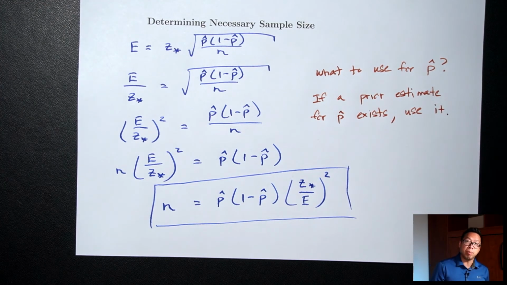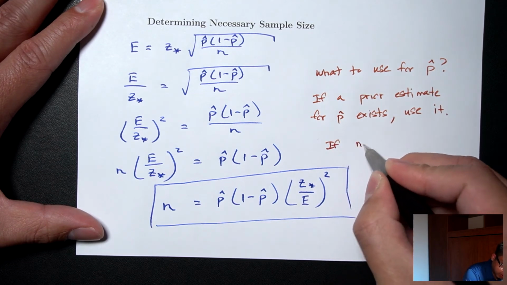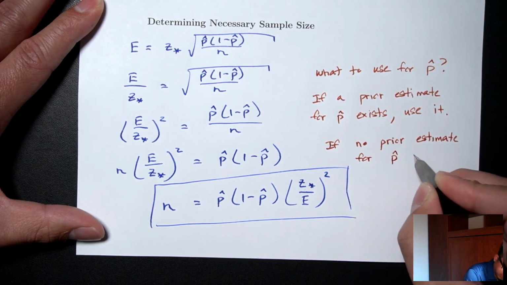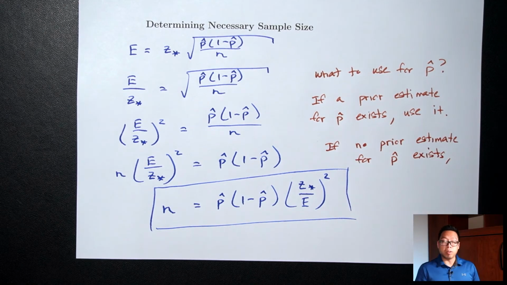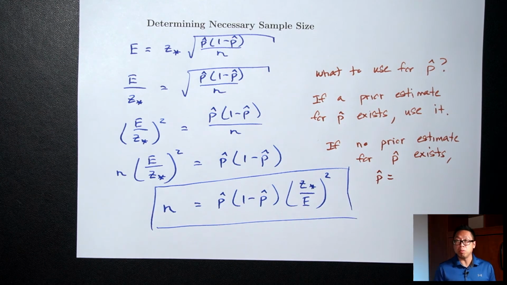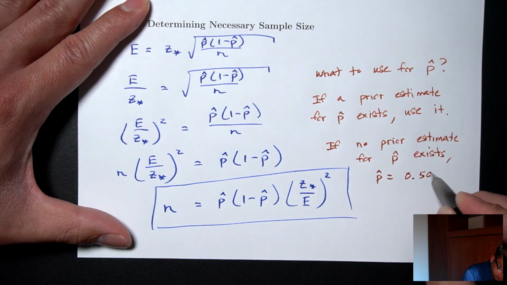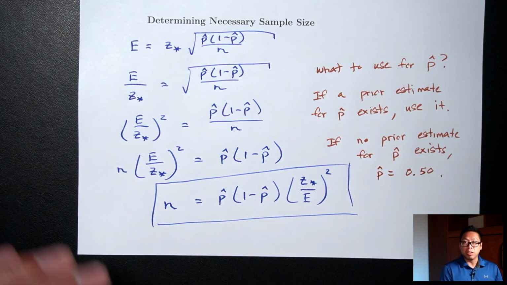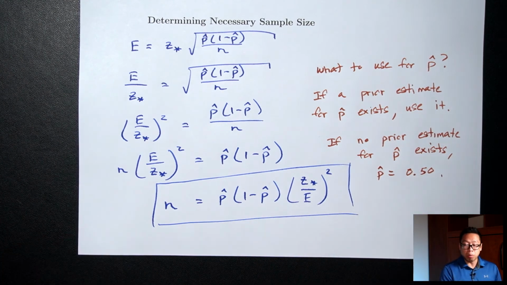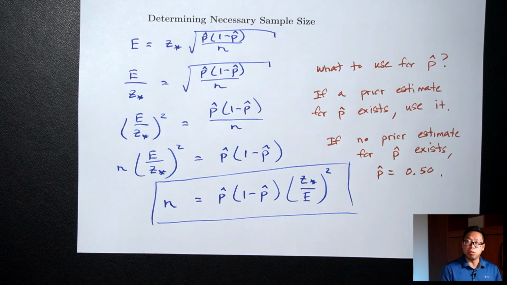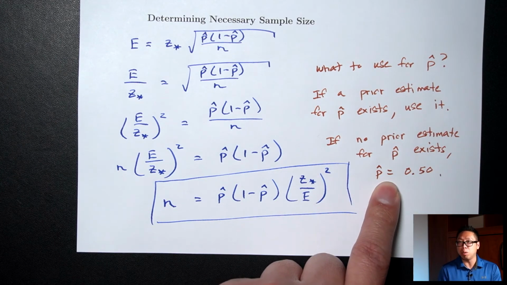So what do you do when there's not a prior estimate for p hat? Okay, so if there's no prior estimate for p hat, then we're going to use the next best thing, which is a p hat of 50%, or a p hat of, as a decimal, 0.50. So why 0.50? Well, for students who know a little bit of calculus, if you try to maximize this function, you'll see that you get a maximum when p hat is 0.50. So in other words, 0.50 is the p hat that will result in the largest sample size. So if you don't know anything about p hat, you're going to do the safest thing, which is to use the largest sample size, which happens when p hat is 0.50.